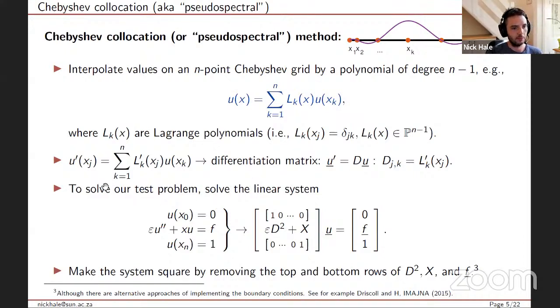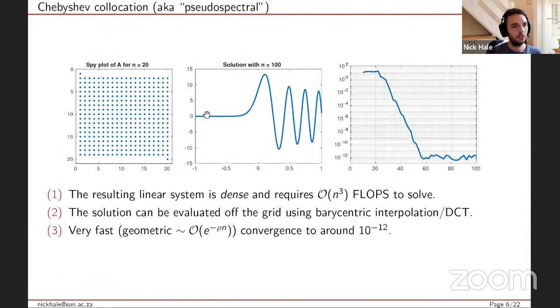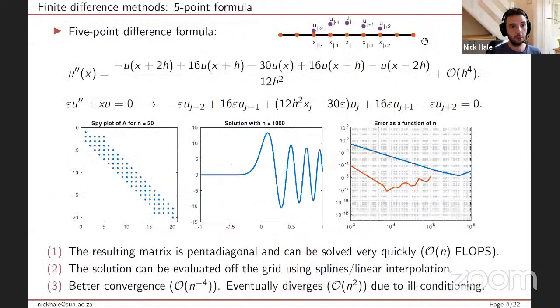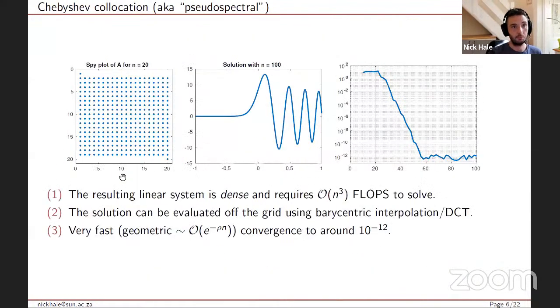Okay, so once you've done that, you can then go ahead and do the same thing as we did previously. You have a linear system of equations to solve for the values of the solution on the grid. You can go ahead and solve that using standard methods. Okay, you have to enforce the boundary conditions, and there are various ways of doing that, but I won't go into the details. So what does our picture look like in this case? Well, we end up with a dense matrix rather than a sparse matrix as we had previously. And why is that? Well, it's because we're using all of the nodes in order to derive our differentiation matrix. And as we saw with the finite difference, as we increase the number of points, our bandwidth increased. And here, well, because we're using all the points, our bandwidth fills the entire matrix.